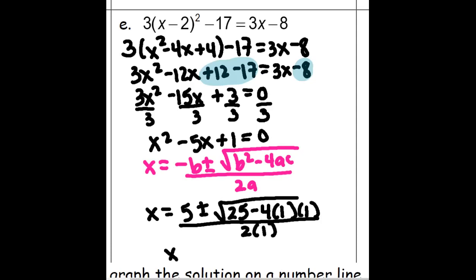So I'm going to get x is equal to 5 plus or minus the square root of 25 minus 4, so I'm going to get the square root of 21, over 2, and that's your answer.